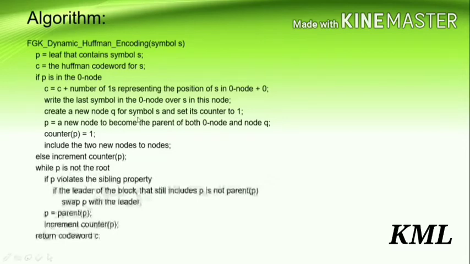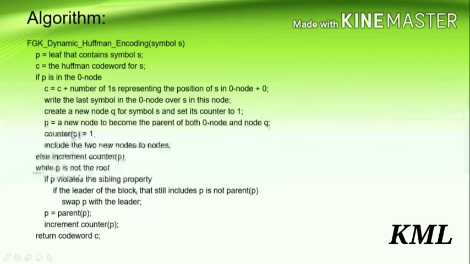Create a new node Q for symbol S and set its counter to 1. P equals a new node to become the parent of both the 0 node and node Q. So now set the counter of P as 1. Include the two new nodes in the list of nodes. So this was the if condition, else increment the counter of P.